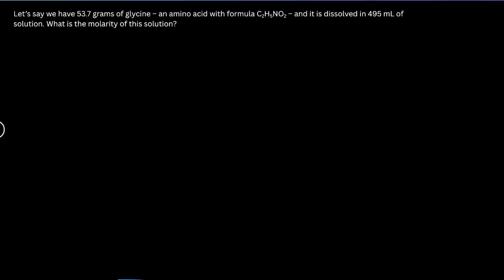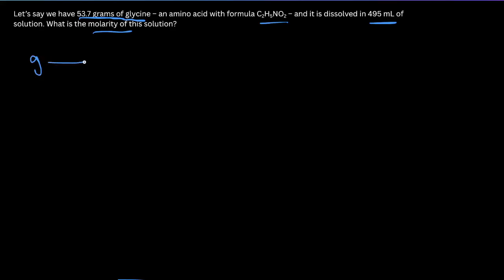Okay, now let's just go through this rather straightforward problem to demonstrate really how straightforward this is if you just get your stuff straight. So we're given that we have a 53.7 gram sample of glycine, which is an amino acid that has the formula C2H5NO2. And this is dissolved in a 495 milliliter of solution, and we have to find the molarity. All right, straightforward enough.